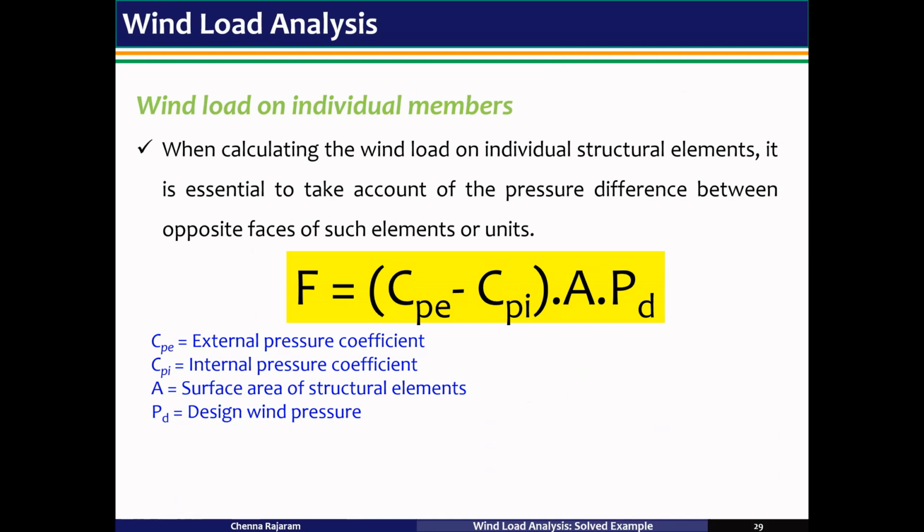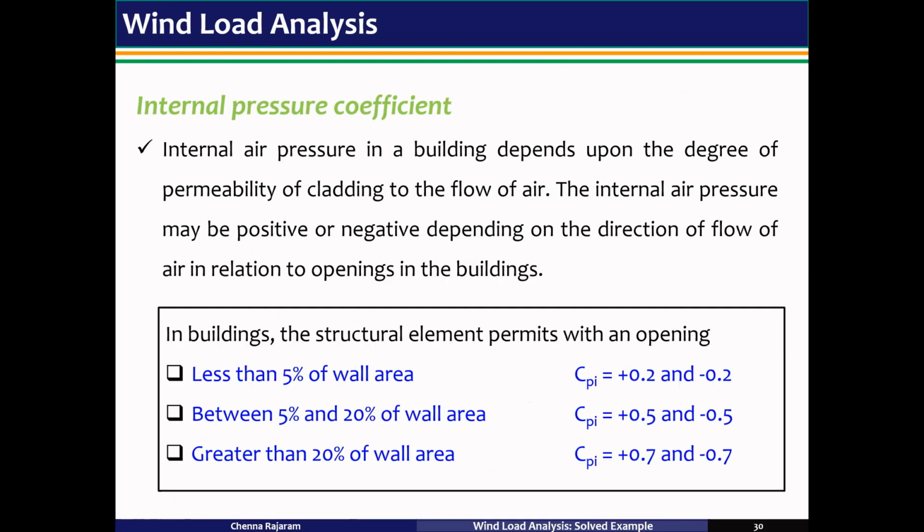Wind load analysis on individual elements is calculated as F is equal to the difference of external pressure coefficient and internal pressure coefficient, multiplied by the surface area of structural elements and design wind pressure. If the surface design pressure varies with height, the surface areas of the structural elements may be subdivided so that the specified pressures are taken over approximate areas.